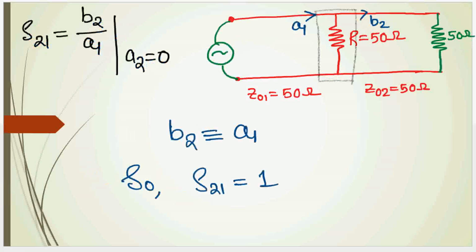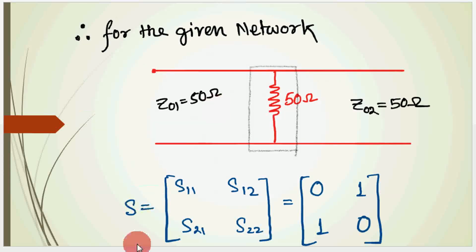Similarly, in the same way, you can calculate S21, which is also 1, because you have matched these 50 ohms with this transmission line. There is no reflected wave from this 50 ohm load, so A1 is B2, so S21 is 1. So for the given network, this is the S parameter matrix: 0 1 1 0. Thank you.